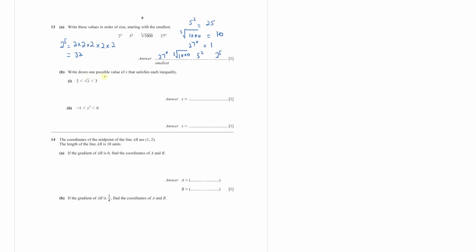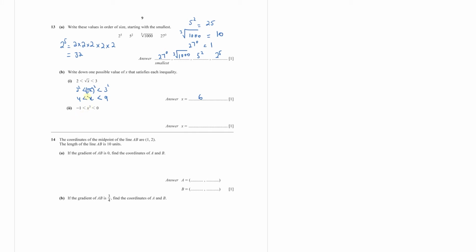Part B is write down one possible value of x that satisfies each inequality. To represent this inequality in terms of x, we can take the square on both sides so that we can remove the square root. So 2 squared is less than root x squared, which is less than 3 squared. 2 squared is 4, and the square and square root cancel out each other, so you get x, less than 9. So x is less than 9 but greater than 4. Any number between 4 and 9, we can write here, let's say 6.